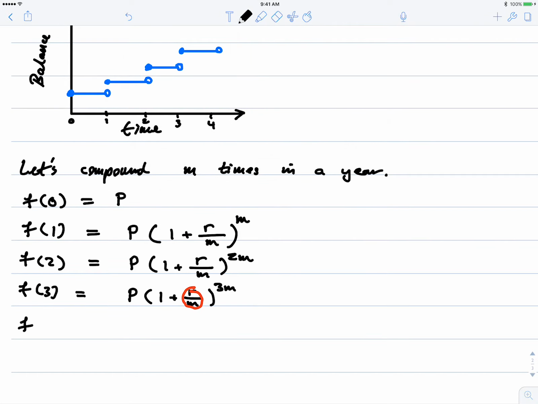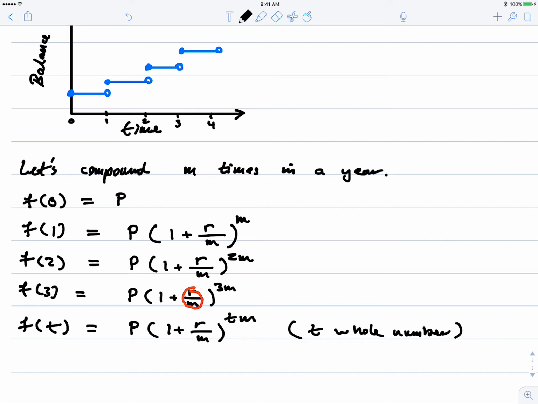So in general, f of t, if we look at the pattern that's emerging, it seems to be the case that f of t is p times 1 plus r over m to the power tm. And again, if we're going to use this, just to be really safe, we want t to be a whole number here as well. Really, you don't need t to be a whole number. It really has to be an integer, so a whole number, divided by m.